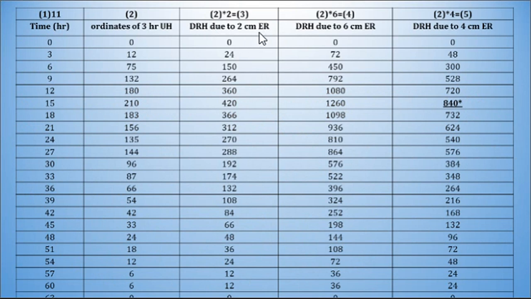DRH due to 2 cm rainfall excess, then DRH due to 6 cm rainfall excess, and DRH due to 4 cm rainfall excess. These are computed by just multiplying this column 2 by 2, column 2 by 6 and column 2 by 4. Why 4? Because 4 cm excess rainfall is required.